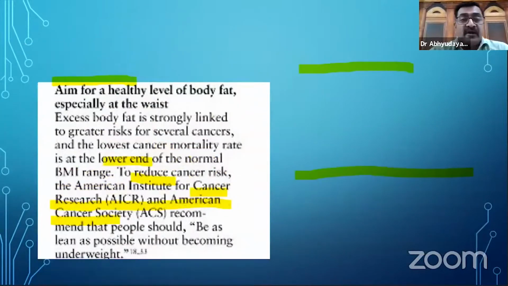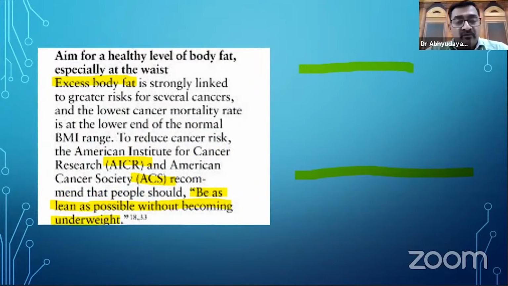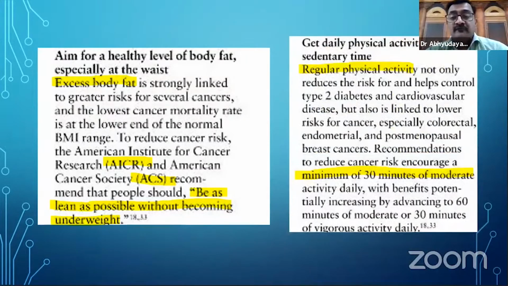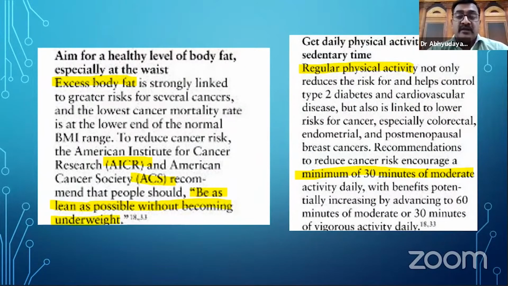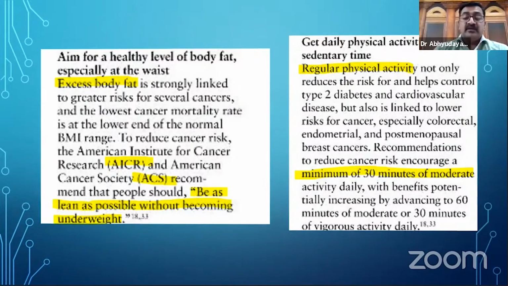So what we should be advising our diabetic patients to cut down the risk of getting cancer is a healthy lifestyle, obviously, along with good sugar control. So aim for a healthy level of body fat. Again, obesity and excess fat should be minimized as much as possible, because it has been strongly linked to increased risk of various cancers, which is again supported by the American Institute for Cancer Research and American Cancer Society. And they recommend that people should be as lean as possible without becoming underweight to reduce the risk of cancers. Get daily physical activity and limit sedentary time. At least 30 minutes of moderate activity daily should be done.